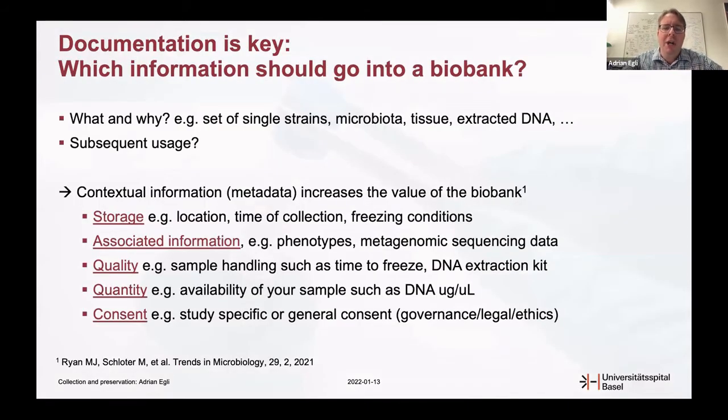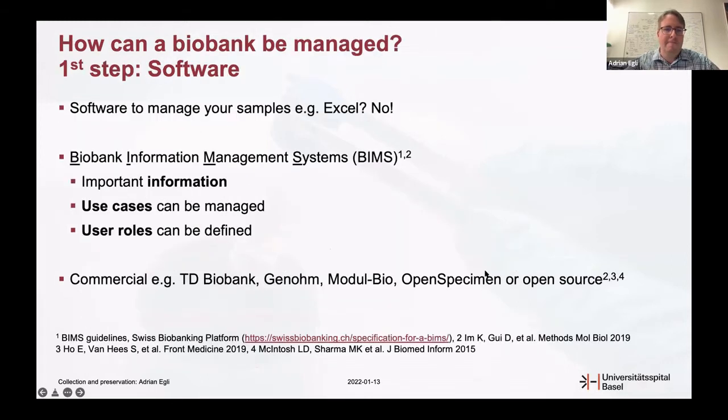Documentation is key, I mentioned. So obviously you ask yourself, for what do you store and why do you store it? And different types of material have different information you can store. We generally call this metadata. Metadata can cover areas like storage, associated information, quality, quantity, consent information. Just as an example, quality could be how the sample was handled before it was frozen, what kind of DNA extraction kit was used, and so on. I mean, there are many, many examples of what you could actually document in a biobank.